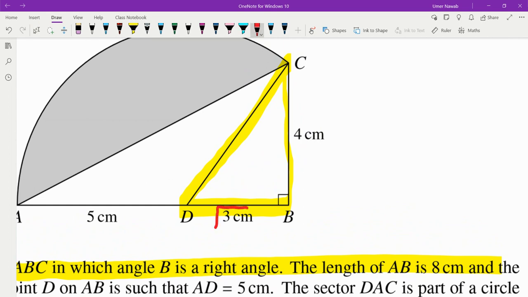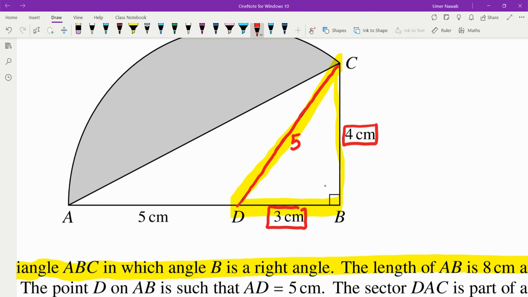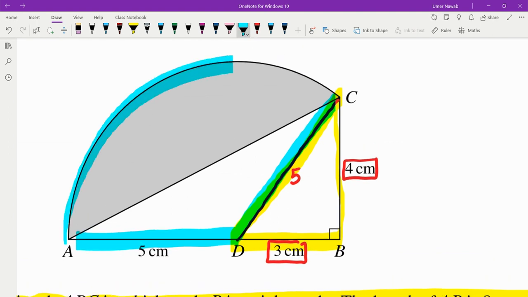Guys, this is 3, this is 4, and this one I can easily find because it is a right angle triangle. So if it is a right angle triangle, Pythagorean says I can write it as 3 squared plus 4 squared, which will give me 5. So it means that this DC qualifies as 5. Am I right, guys? So this is 5. So this is the radius, guys. This is the radius, and this is also the radius of this sector. Clear?